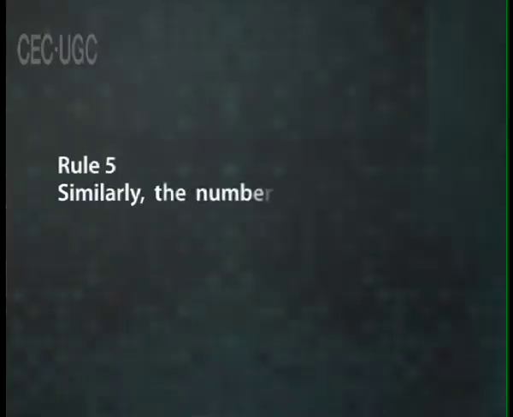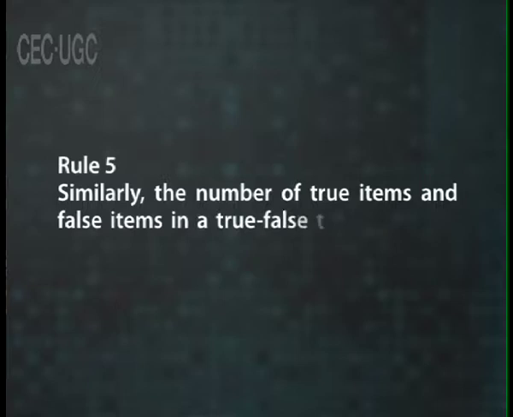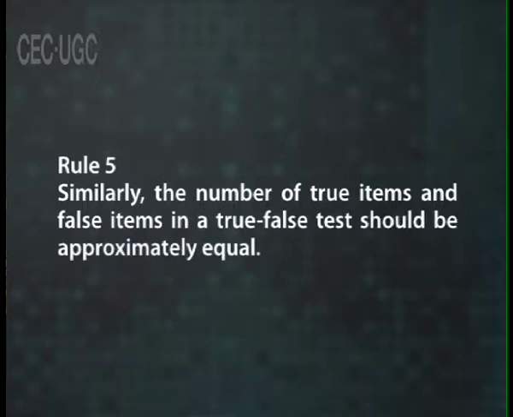Rule 5. Similarly, the number of true items and false items in a true-false test should be approximately equal. This is done so that the response sets will not influence the scores of students positively or negatively. We have already seen that some students consistently mark statements as true when they are in doubt. Some others may mark statements as false when they are in doubt. If a test contains 90% true items, then the first response set will be favored. If a test contains 90% false items, then the second response set is favored.